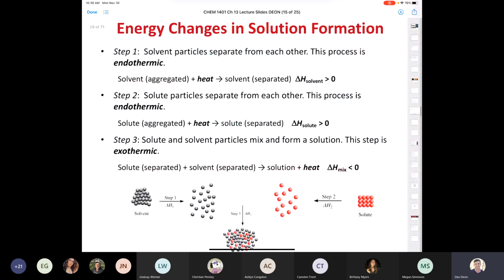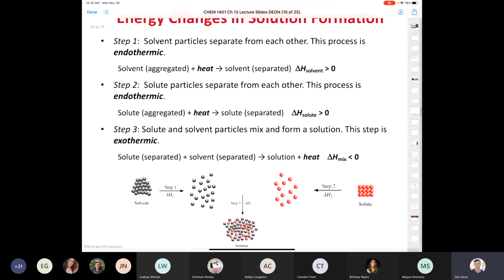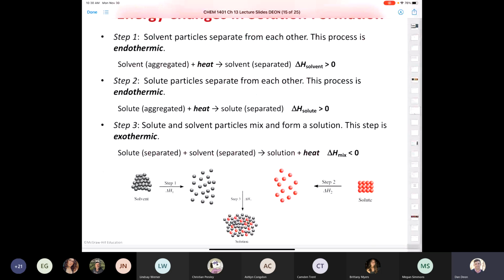Well, let's talk about energy changes in solution formation. Let's think about the steps that go into making a solution. Now, if you're tired because it's 10:30 in the morning and the lecture's mostly over, we got 10 minutes left, just take a deep breath and bear with me, because I think that this next part is pretty easy to digest. I think it's very intuitive if you just think about it for a second, but you got to have a clear mind. Well, let's think about, what are the steps that go into making a solution?